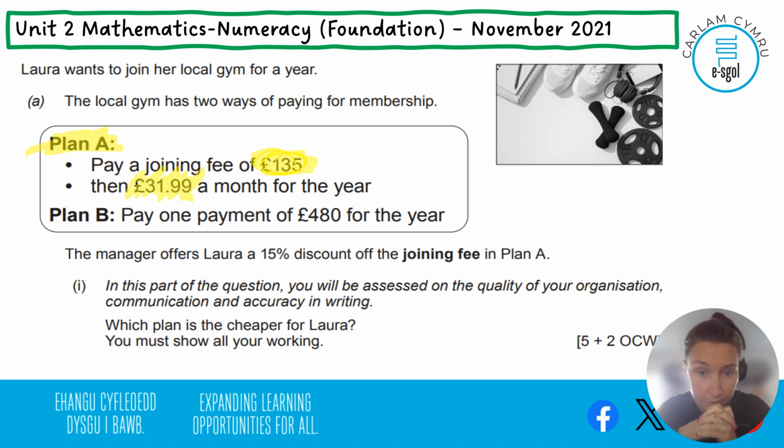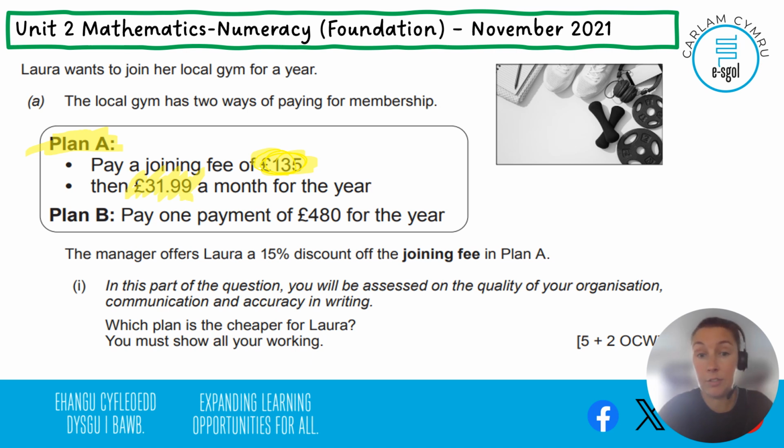In this part of the question, again, you will be assessed on your quality of organisation, communication and accuracy in writing. Which plan is the cheaper for Laura? And obviously you must show all your workings out. So first of all, Plan B, we know how much Plan B is. So there'll be nothing to do there.